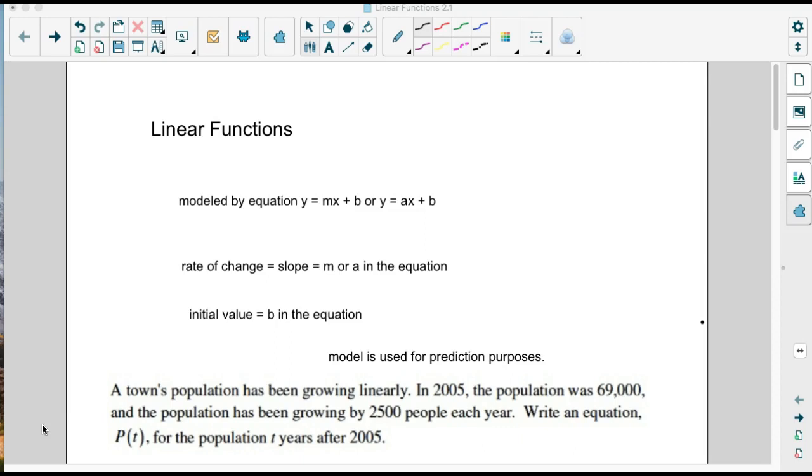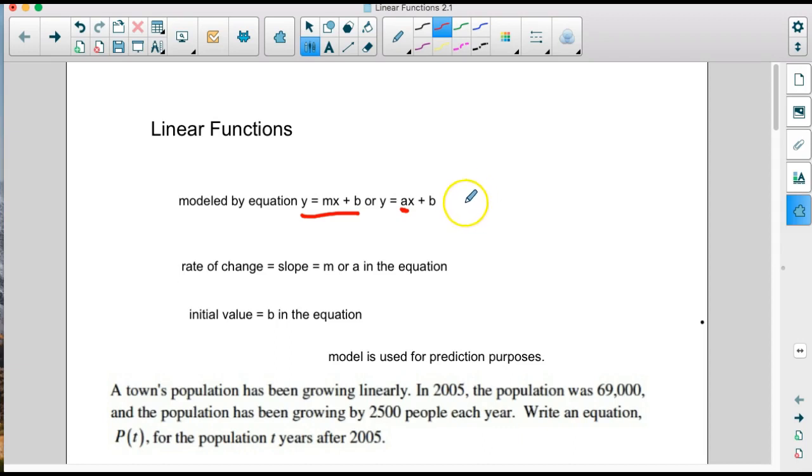Today we're going to review some of the properties of linear functions and work out some problems that deal with linear functions. Linear functions are equations that are modeled by y equals mx plus b. You might have seen this before. Sometimes they use the letter a instead of m for the value in front of the x.